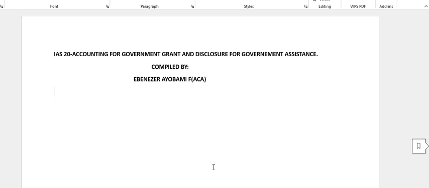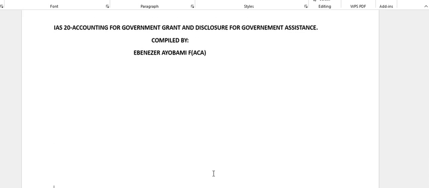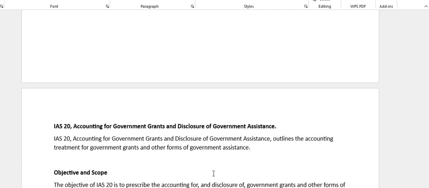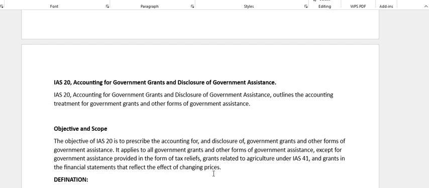For government grant, you account for it. That's the meaning. But for government assistance, you only have what we call disclosure. That is, you disclose it in your statement of policies, which is also known as the notes to account. That is that for that. It's one of the simplest standards. But if you don't know how to appropriate it, it will always become an issue to you.